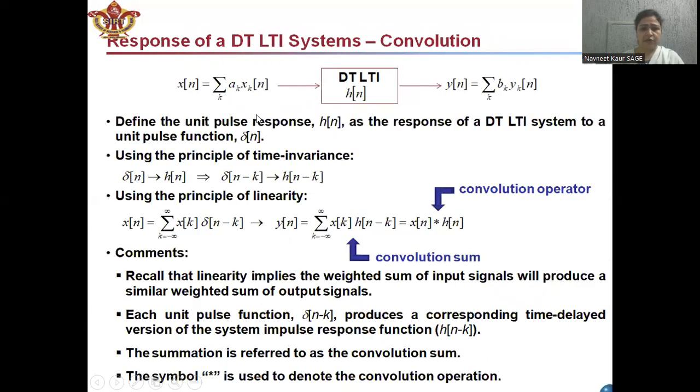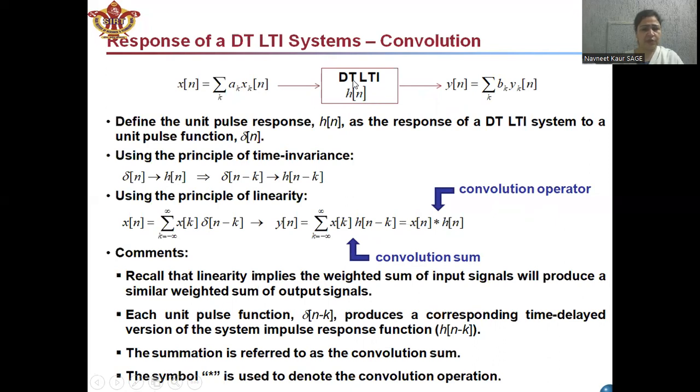Now, talking about the response of a discrete time LTI system. Suppose I have a discrete time linear time invariant system, and I give x[n] as an input signal to this system. I will get an output signal y[n], which is also called the response of the system. Now, this h[n] is known as the unit impulse response of this discrete time LTI system.